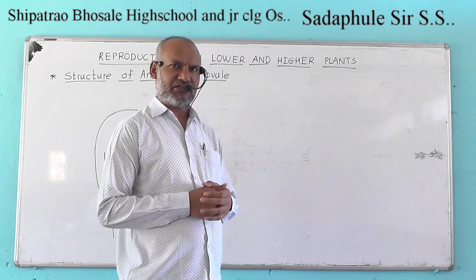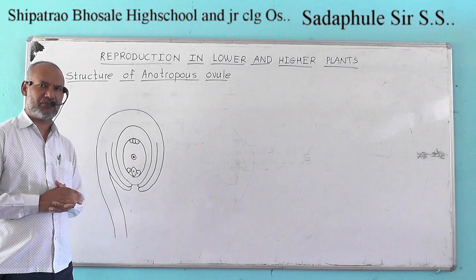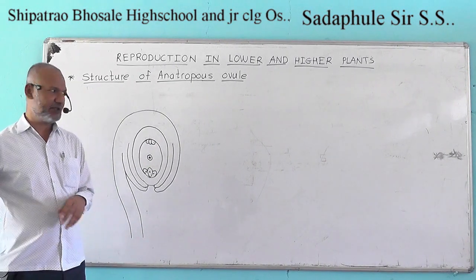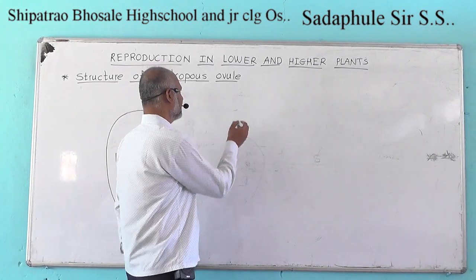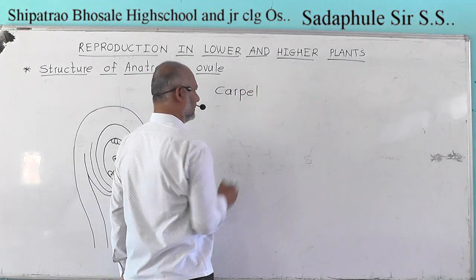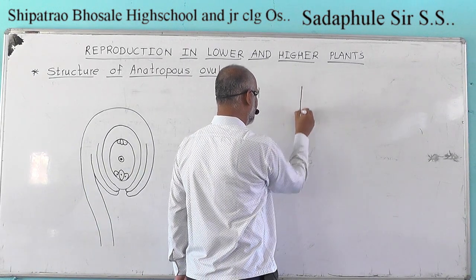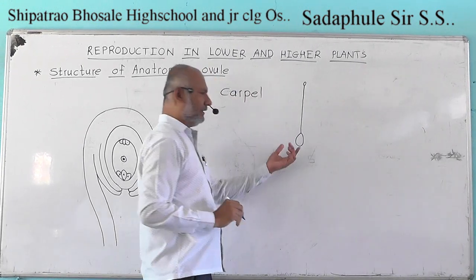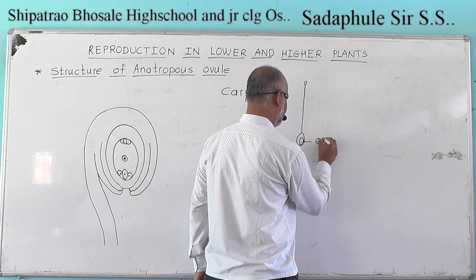Good morning, students. Today we are going to discuss the structure of anatropous ovule. Last year we studied the structure of flower, and in flower we studied carpel, which consists of stigma, style and ovary. In ovary, there is presence of ovules.